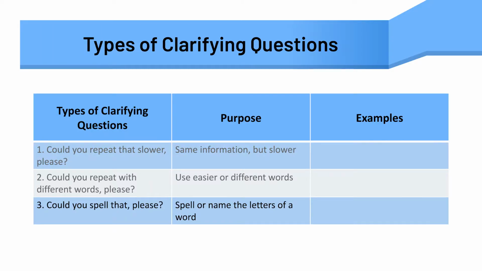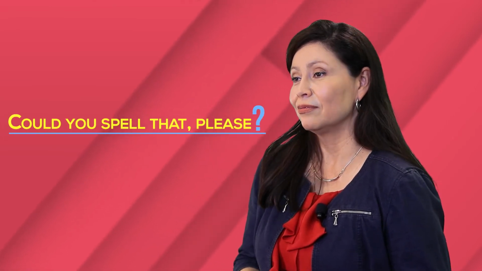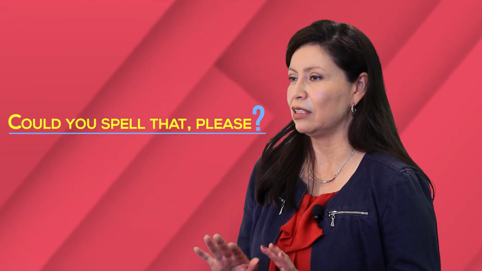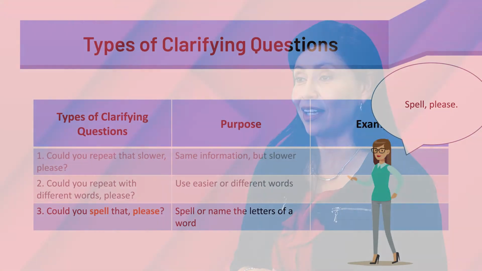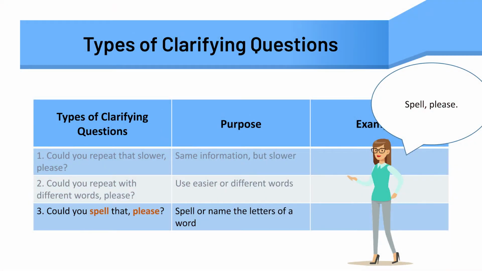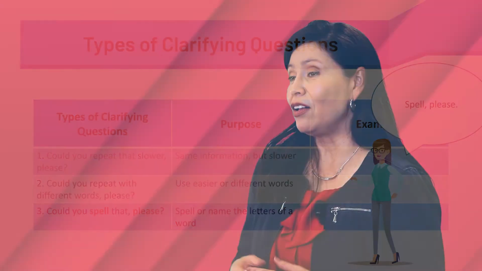Perfect. All right, we're going down to the last question. Let's look at our chart. It says, could you spell that, please? Let's practice saying this question. Could you spell that, please? One more time, but slowly this time. Could you spell that, please? To make it easier, you could say, spell, please. You're doing great. Now, let's look at our next example and see how we can use this last question.